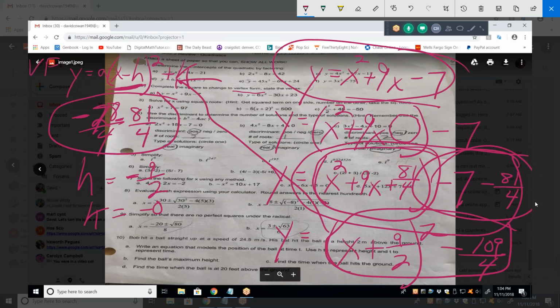Yeah, and that's perfectly fine way to leave it. You do not need to turn that into a mixed or proper fraction. And in fact, you can't even reduce it. I can't divide top and bottom by anything. So 109 over 4 is the simplest fraction you can get there. All right.